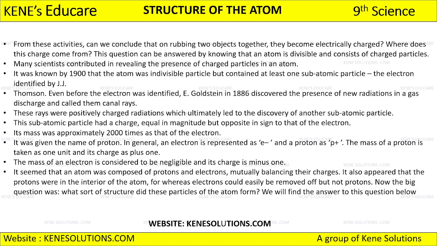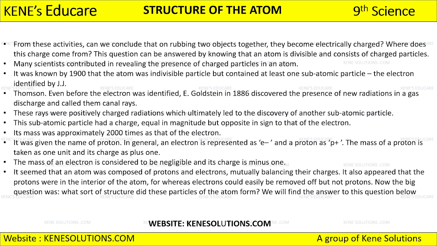Now, go back to the first point again. This question can be answered by knowing that an atom is divisible, and it was known by 1900 that the atom contained at least one subatomic particle, that is the electron, and this was identified by J.J. Thomson. So J.J. Thomson was the one who identified this subatomic particle called the electron. Even before electrons were identified, Goldstein, in the year 1886.